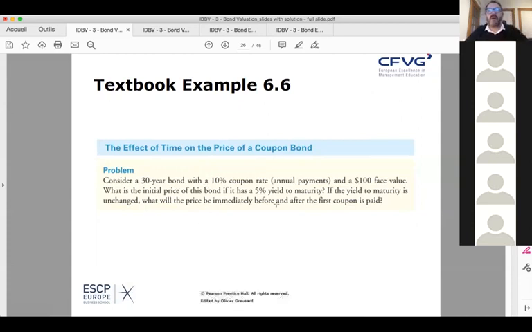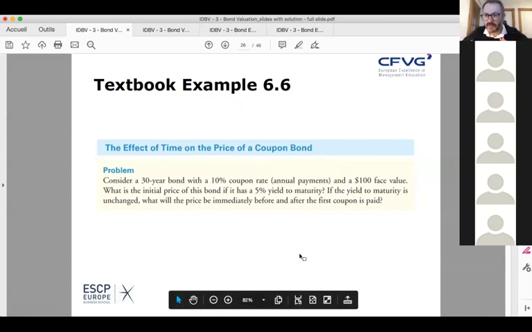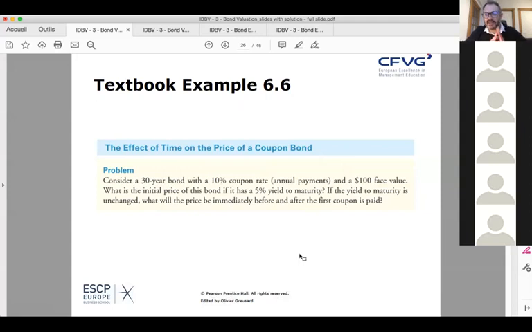Okay, so now if the yield to maturity is constant, 5%, what will be the price immediately before and after the first coupon is paid? I let you 5 minutes to try to do this. Imagine that you are not at the date 0, but you are just before the date 1 or after the date 1. Try to imagine what could it be and what could be the relationship in the price.